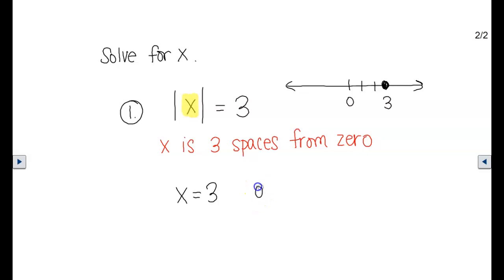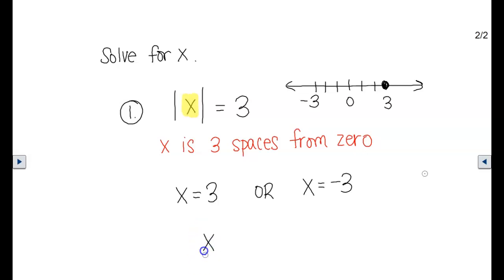Now, I know that's not the only possibility, because I could also start at 0 and go 1, 2, 3 spaces to the left, which would put me at negative 3. So the x in this problem could also be negative 3. So if I know that x is 3 spaces away from 0, then x could be 3 or x could be negative 3. And you will need to give both of those solutions. Because when we solve for x, we want to give all of the possibilities for x. So I want you to notice that this absolute value equation has two solutions, positive 3 or negative 3.